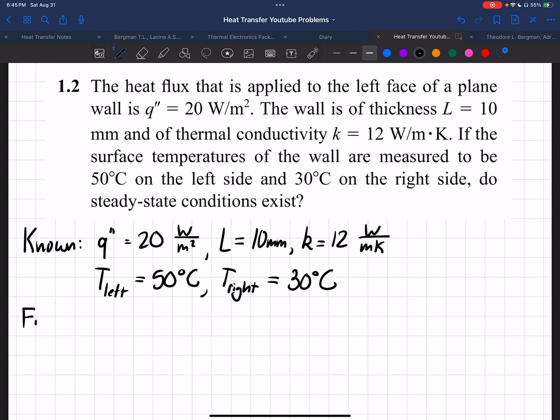Okay, and next, what do we need to find? The problem just asks us, do steady state conditions exist? So we just need to find, do steady state conditions exist?